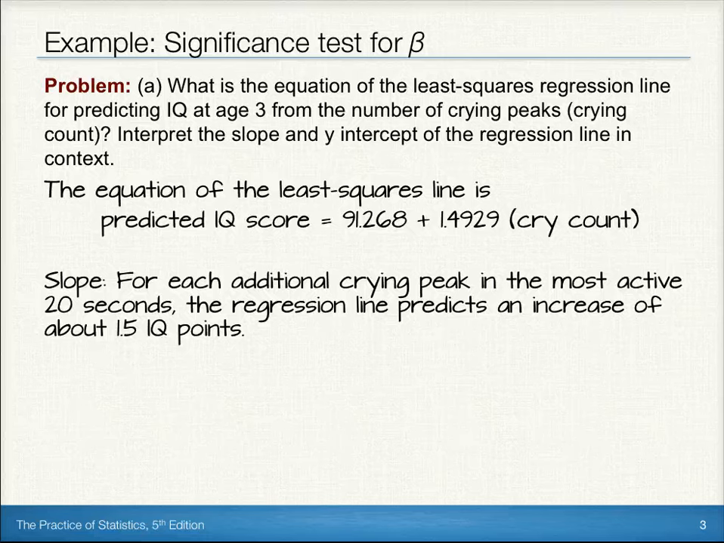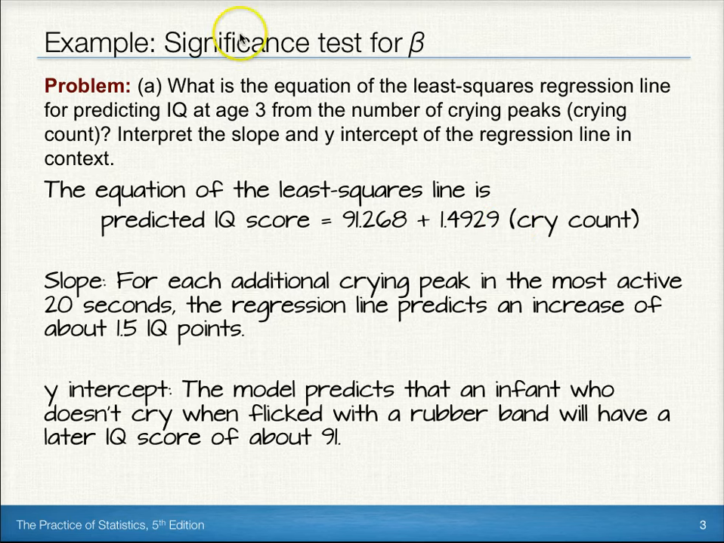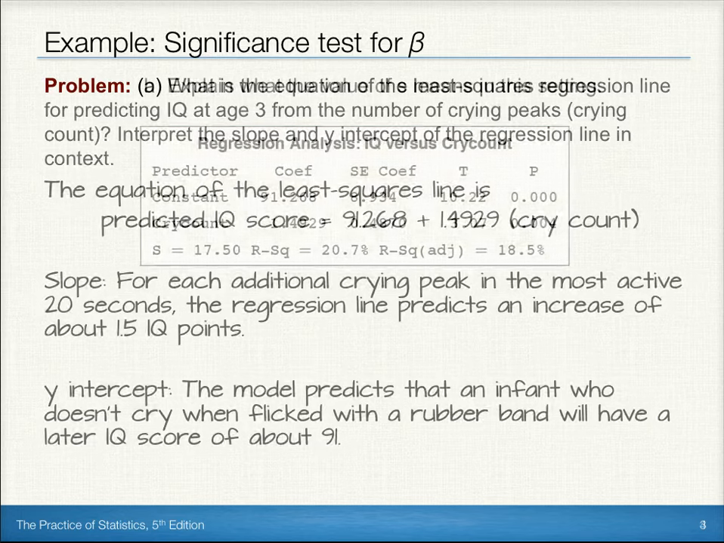What that means is for each additional crying peak in the most active 20 seconds, the regression line predicts an increase of about 1.5 IQ points. That 1.5 again comes from the slope. Now the y-intercept in this case is about 91.3, and what that means is the model predicts that an infant who doesn't cry when flicked with a rubber band will have a later IQ score of about 91.